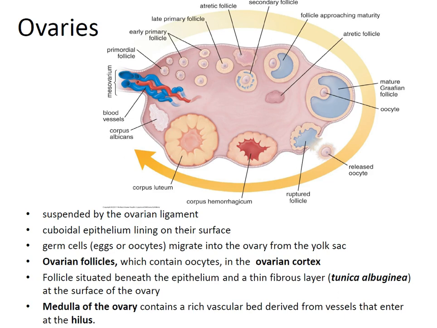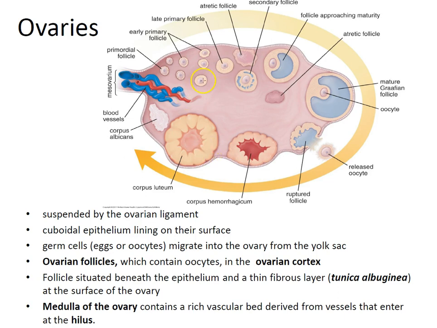Now, let's look at the structure of the ovaries. The ovaries are paired and are suspended by the ovarian ligament. Now, the surface of the ovary is covered by a single layer of cuboidal cells, also known as germinal epithelium. Now, the germ cells, which are oocytes or eggs, are of extragonadal origin. They migrate into the ovary from the yolk sac.